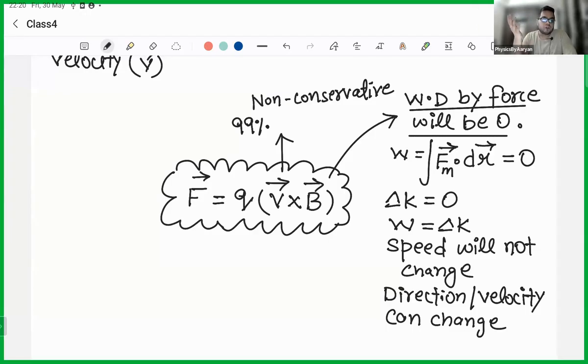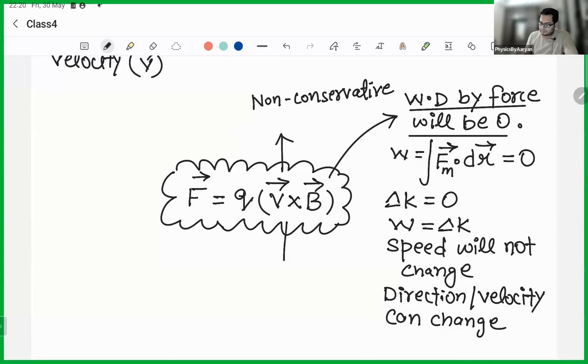The forces which do not have velocity dependence, for example, gravitational force. Gravitational force does not depend upon velocity. It only depends upon masses and the distance between them. What is the velocity? It does not matter. Perfect. And similarly, electrostatic force is also not velocity dependent. That is why that is also conservative. Okay, next question. So it's non-conservative.